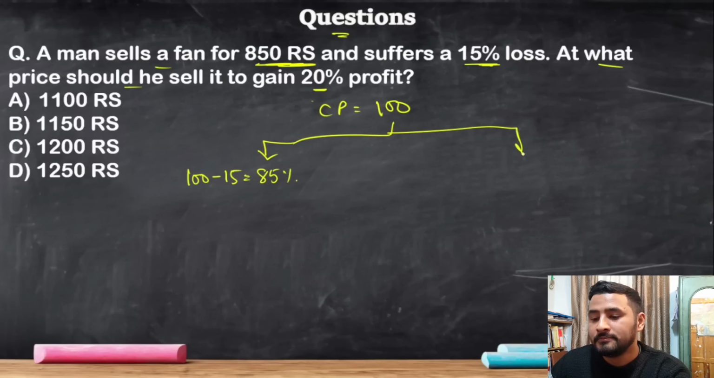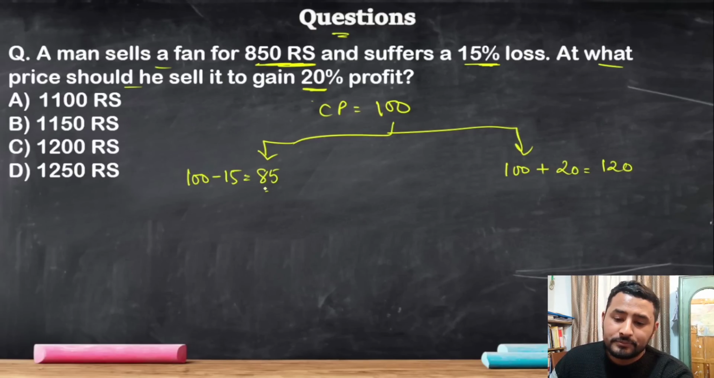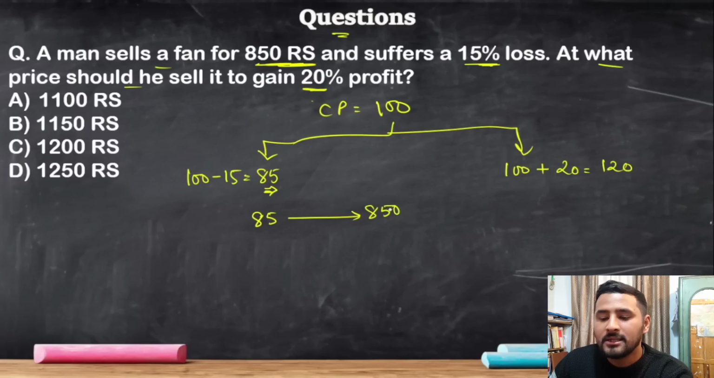85. Okay, just 85. Out of 100, if 15% is gone, remaining will be 85, right? Now at what price he should sell it to gain 20%? Now gain is what? Profit, right? So 100 plus 20 should be 120. Now see, for 85 units, according to the question, how much is given? 850 rupees, right? Then for 1 unit it will be how much?